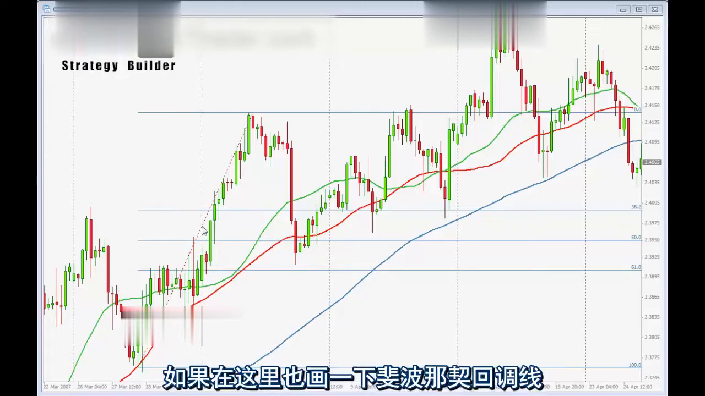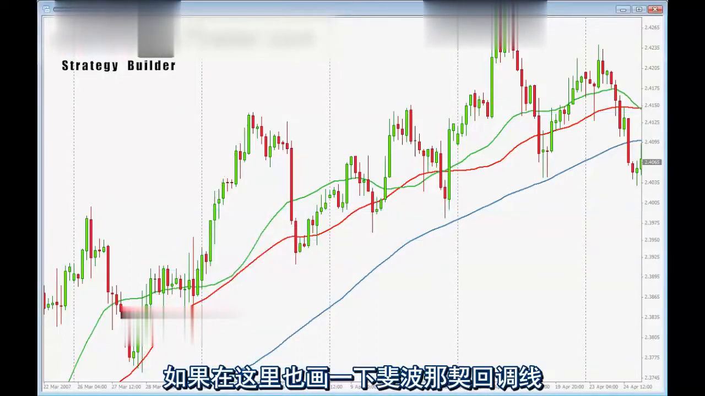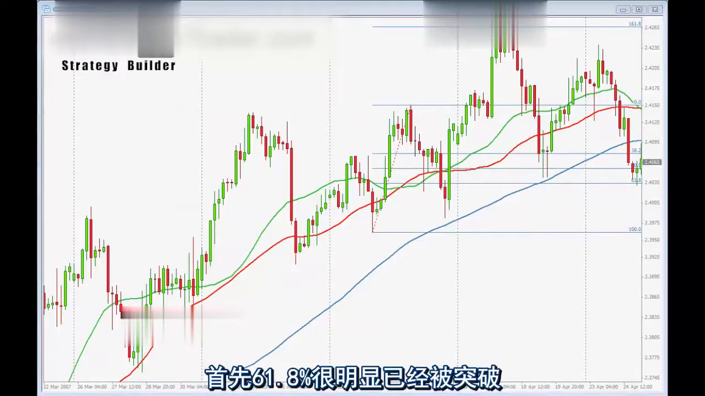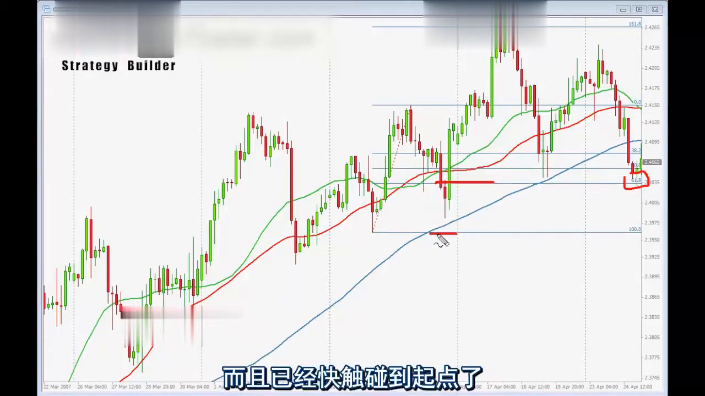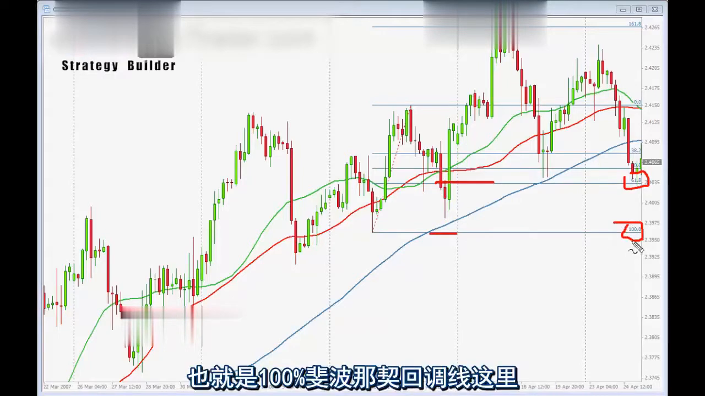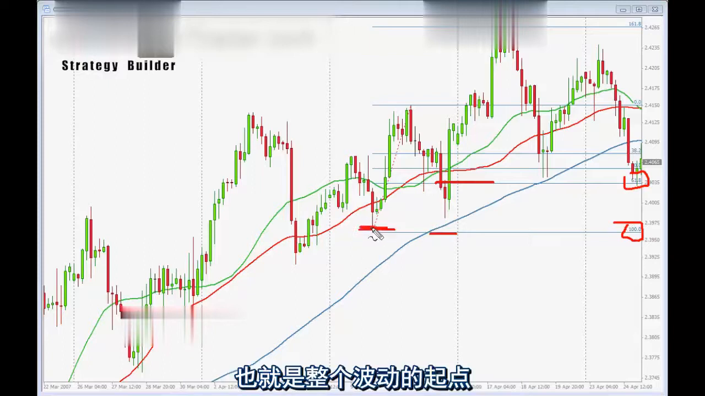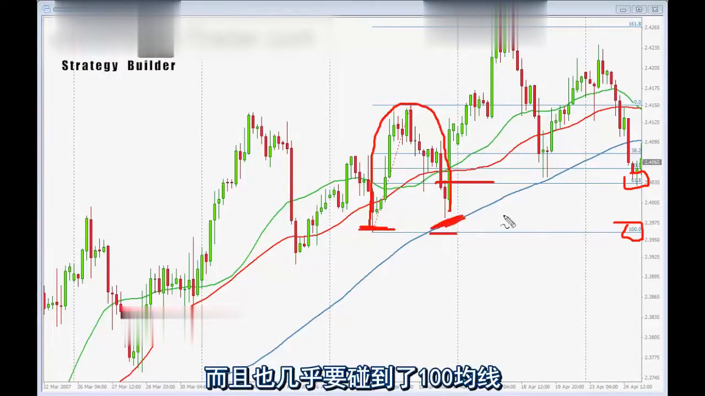Like I say, if we draw our Fibonacci's back to that area, well, first of all, we definitely breach below the 61, and we almost get back to entry levels, meaning the 100% Fibonacci retracement, meaning the beginning of the whole swing, and almost to the 100 simple moving average.